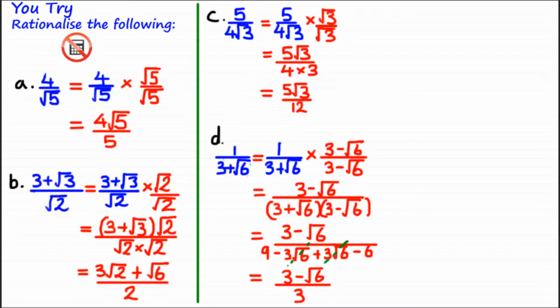Let's do another one. It's good practice, guys. Well done. Let's have a go at this one. Let's have a go.